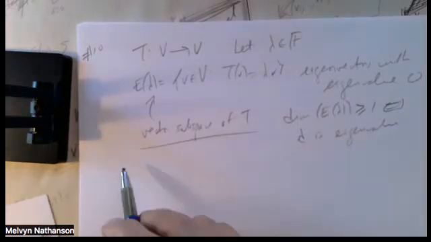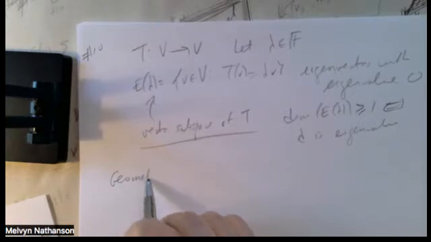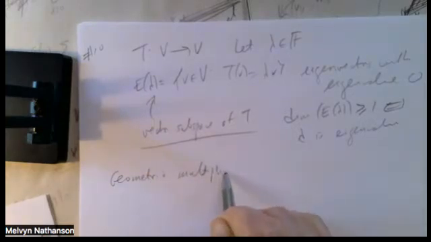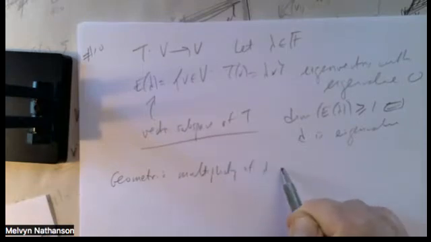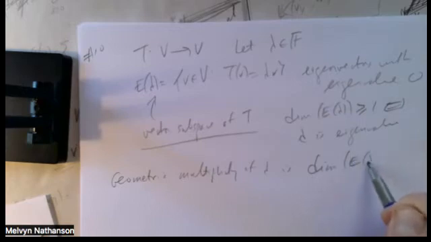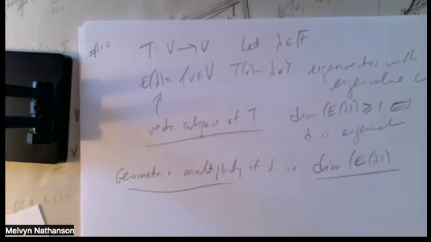What is called the geometric multiplicity of lambda is the dimension of this eigenspace E of lambda. That's the definition of geometric multiplicity.